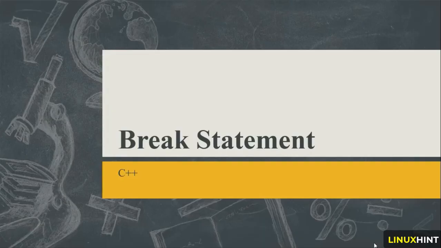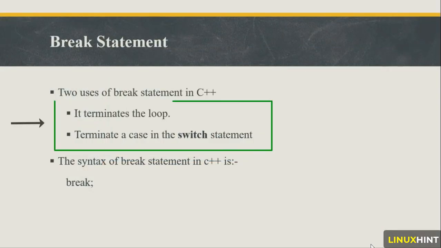Our topic is the break statement in C++. The break statement has two uses in C++. When the break statement is encountered inside a loop, the loop is immediately terminated and the program control resumes at the next statement following the loop. And the second use is that it can be used to terminate a case in a switch statement. If you are using nested loops, like one loop inside another loop, the break statement will stop the execution of the innermost loop and start executing the next line of code after the block.